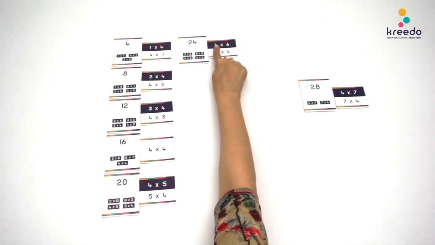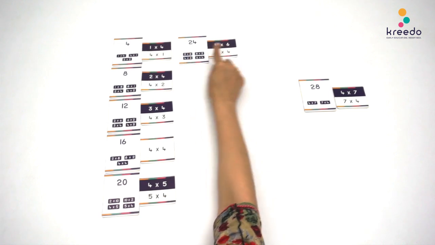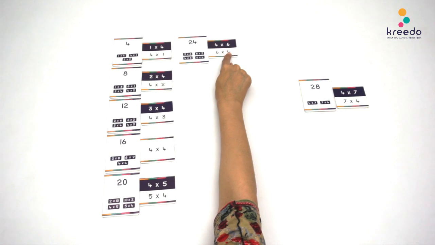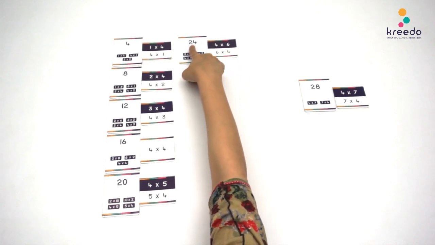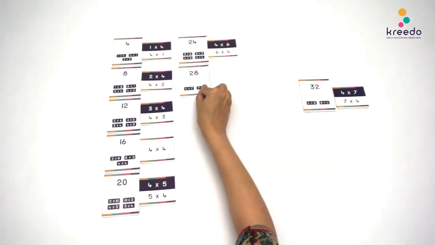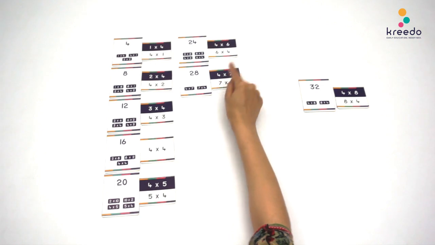Point to the table on the small card, followed by the same on the big card and say 4 into 6, 4 into 6, 6 into 4, 6 into 4 is 24. Pair the next big card and small card in front of the child.